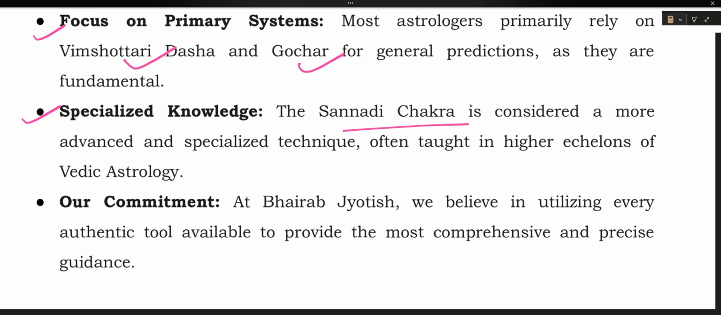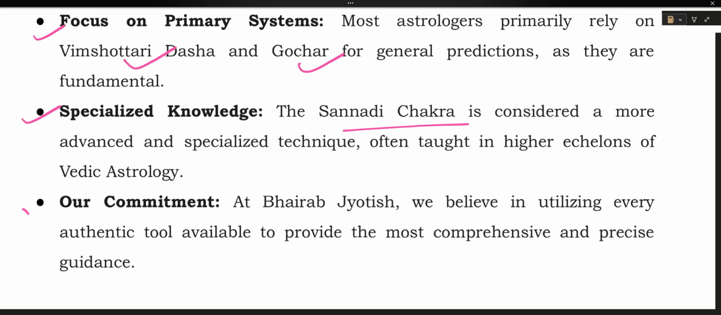Sannadi Chakra is considered a more advanced and specialized technique, because it is often taught in the higher classes of Vedic astrology. For the Sannadi Chakra, we need to understand all the 27 nakshatras. We need to remember all the names in the sequence of the 27 nakshatras. We need to understand which is the nakshatra lord for each of the 27 nakshatras. We need to understand the characteristics of the nakshatras. So all these things make it a very complex topic.